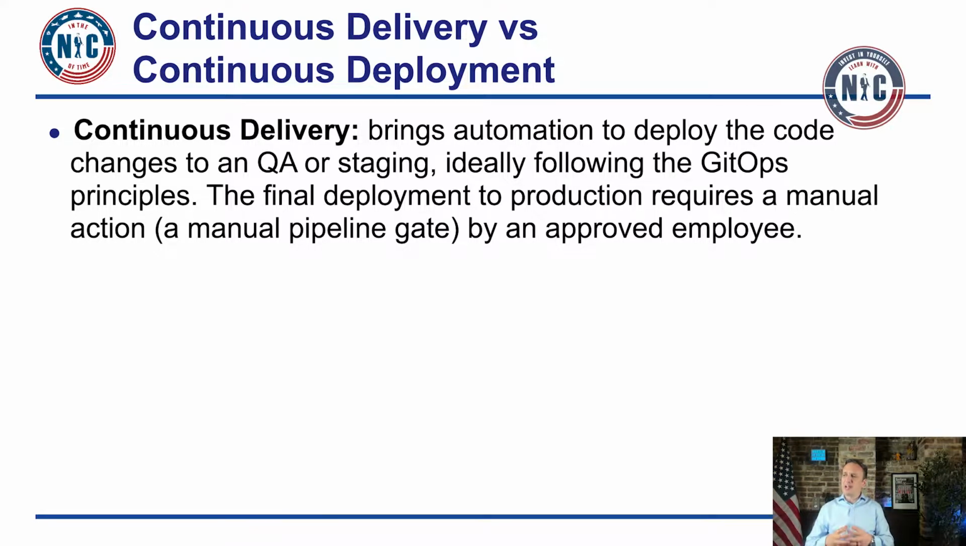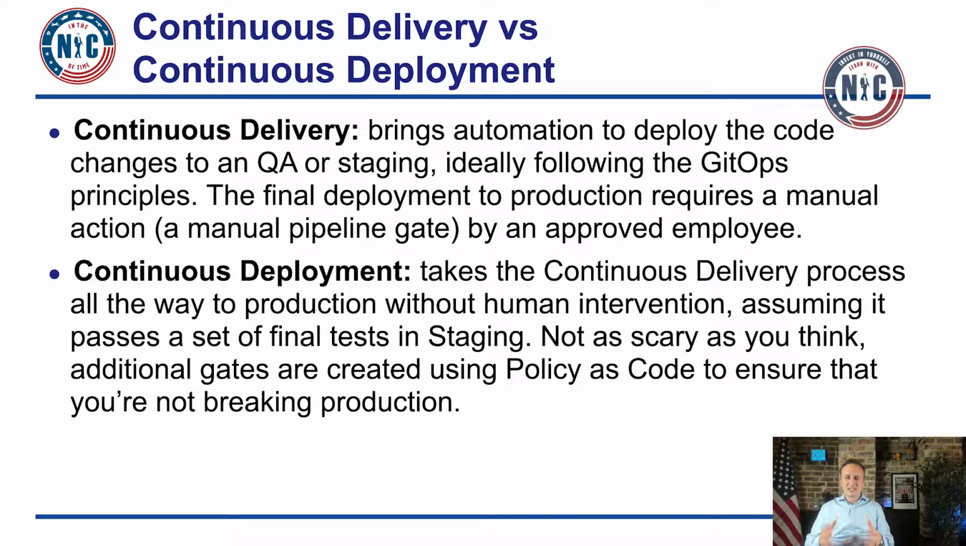Now that we understand continuous integration, let's take a look at continuous delivery and continuous deployment. First, continuous delivery. Continuous delivery brings automation to deploy the code changes to a QA or staging environment, ideally following the GitOps principles. The final deployment to production often requires a manual action, a manual pipeline gate by an approved employee or set of employees. Continuous deployment instead takes the continuous delivery process all the way to production without human intervention.